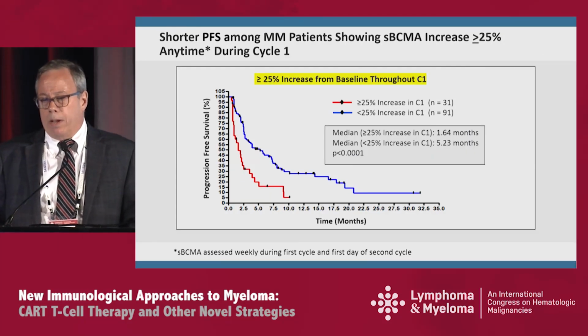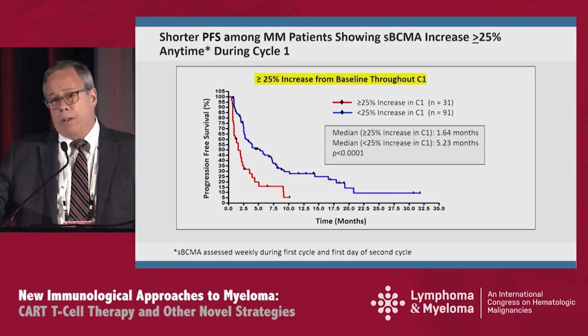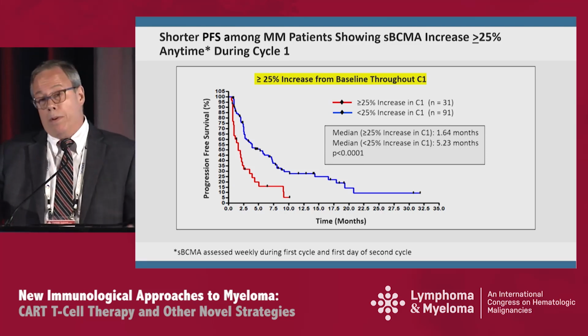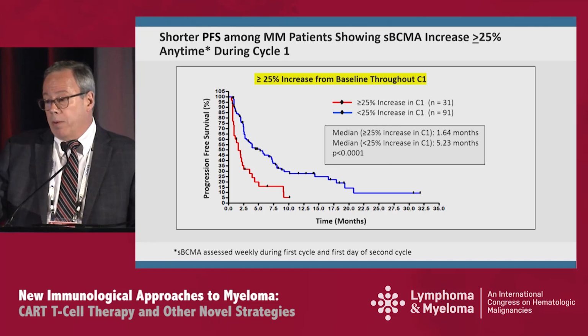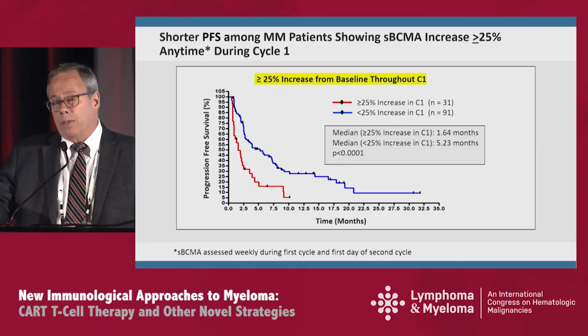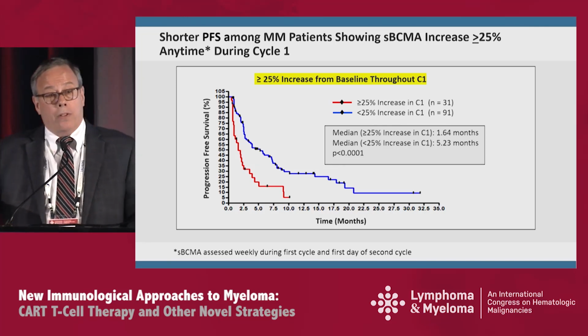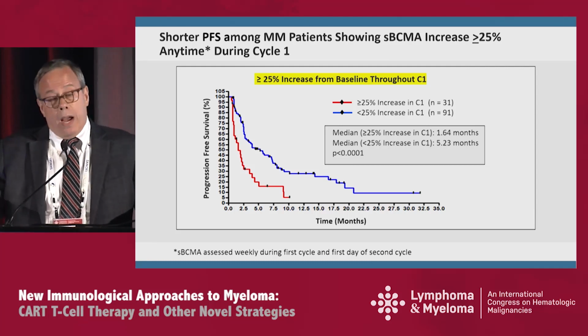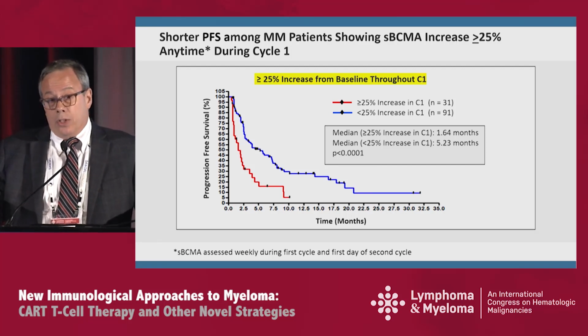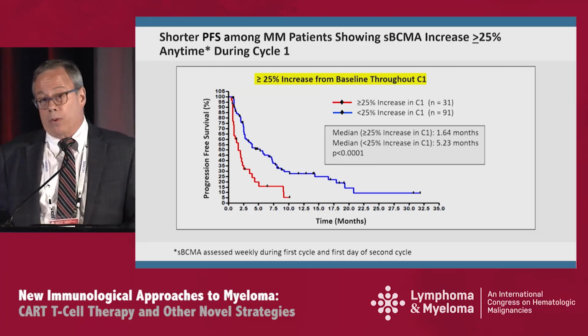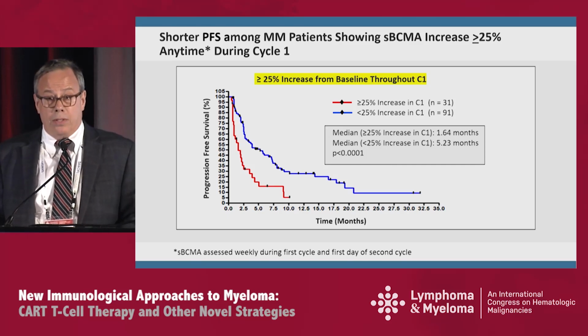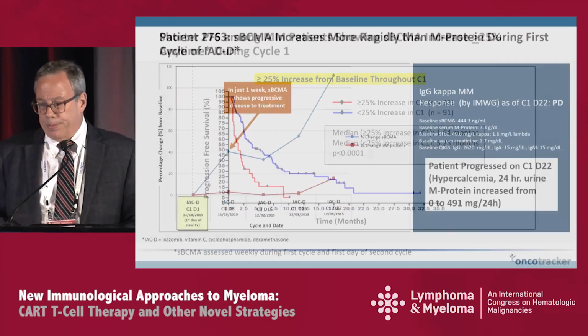So if you look at the PFS among patients who had a 25% or greater rise, those 31 patients, compared to the other 91, you can see there's a marked difference in PFS: 1.64 months in those who had more than a 25% rise, and about 5.5 months in those patients who did not, showing that this analyte is giving us an early read of what's going to happen to that patient in terms of PFS.